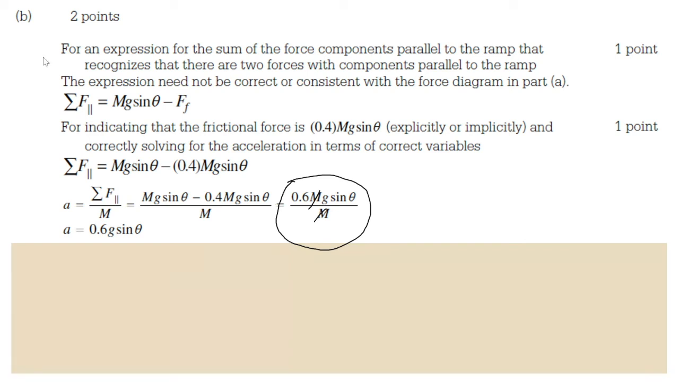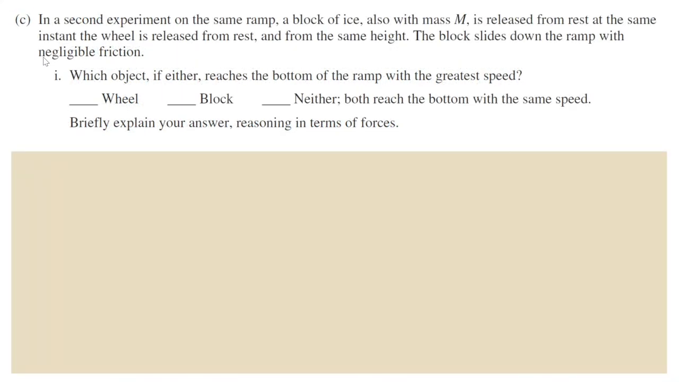All right, moving on to part C. Part C says, in a second experiment on the same ramp, a block of ice, also with a mass m, is released from rest at the same instant the wheel is released from rest, from the same height. The block slides down the ramp with negligible friction. Which object, if either, reaches the bottom of the ramp with the greatest speed? The wheel, the block, or neither? Both reach the bottom with the same speed.